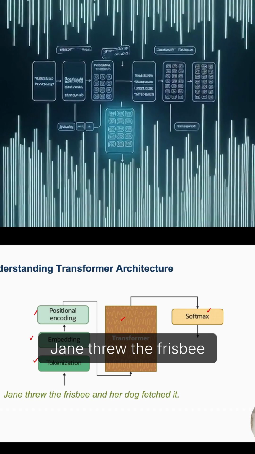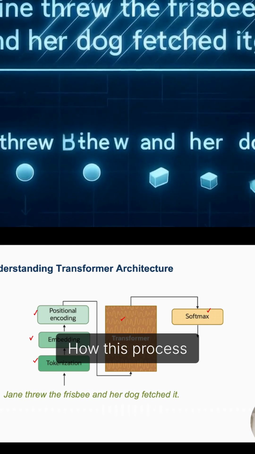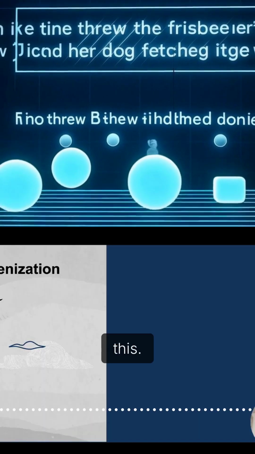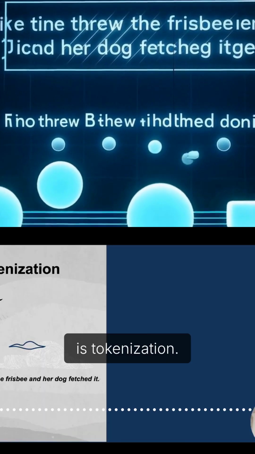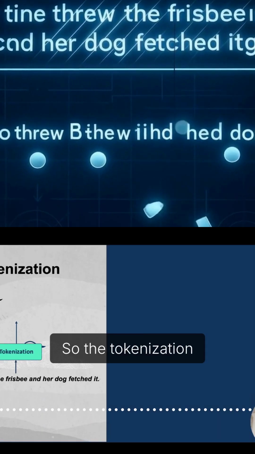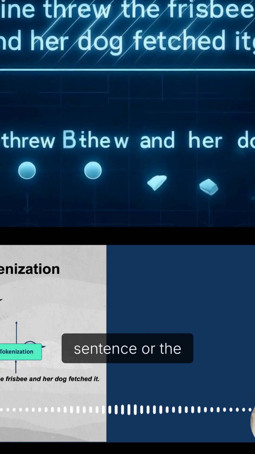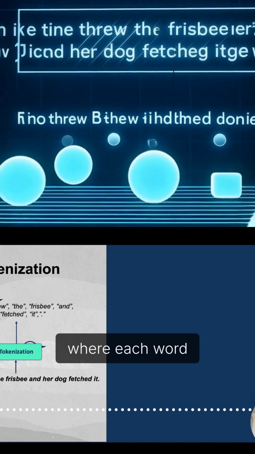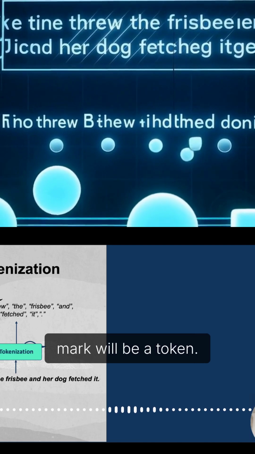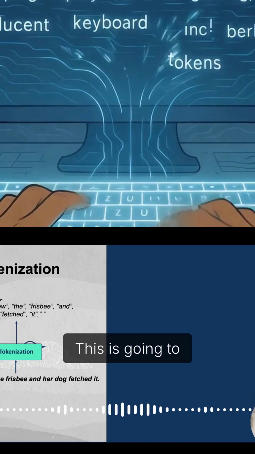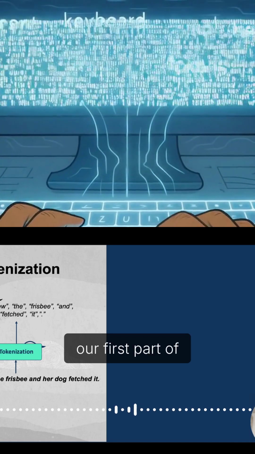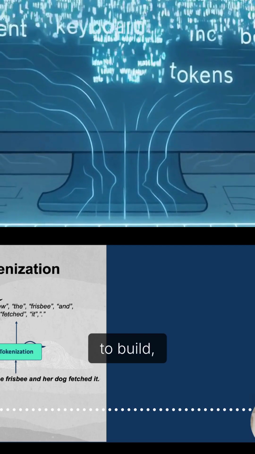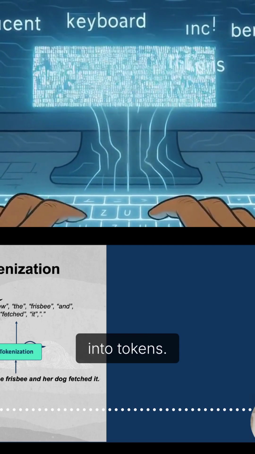So, Jane threw the frisbee and her dog fetched it. How does this process work, how is the token generated? Let's try to understand this. The first process is tokenization. Tokenization will break this sentence or phrase into tokens, where each word or punctuation mark will be a token. This is going to be our first lab, the first part of building the model from scratch, where we will learn to convert text into tokens.